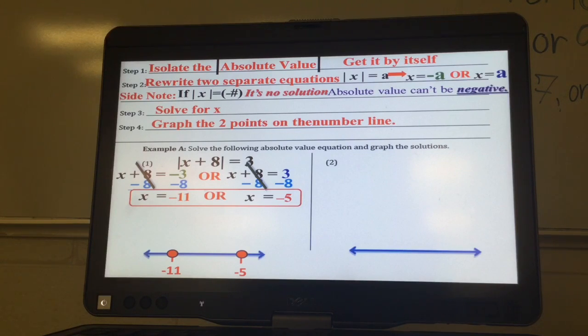Now number 2, I want you guys to try this one on your own. The same idea. If you do need to look at number 1, go for it. Number 2 is the absolute value of 9x equals 3. So go ahead and do this one on your own, and then we'll go over it after you're done.